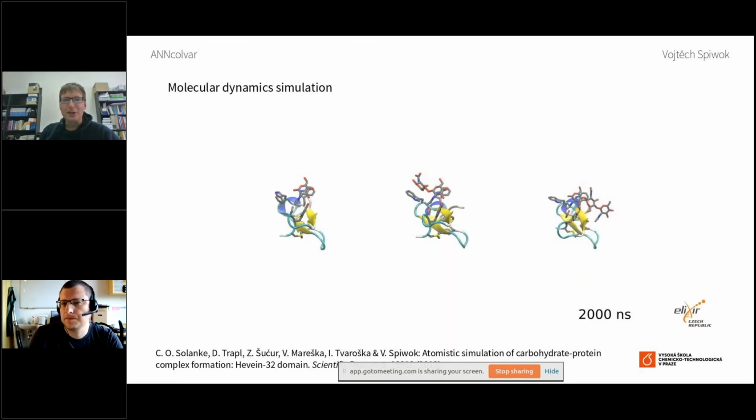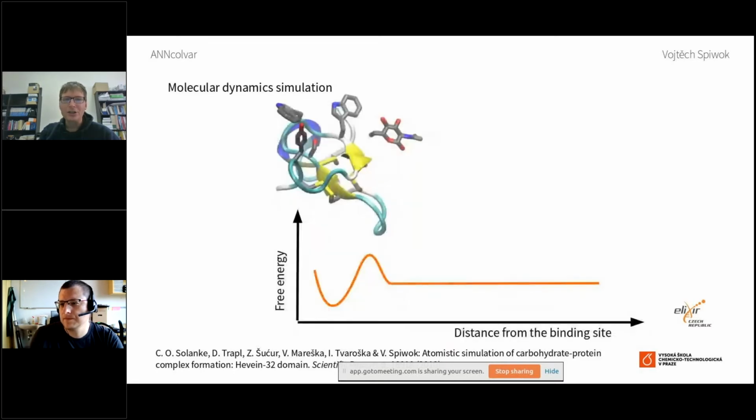So it's necessary to somehow accelerate simulations, and the problem is that the bound state and also the unbound state represent some free energy minima, some local or global free energy minima, which are separated by some barriers. And the reason why simulations are so slow is that there is very little probability to cross such a high barrier in some short time.